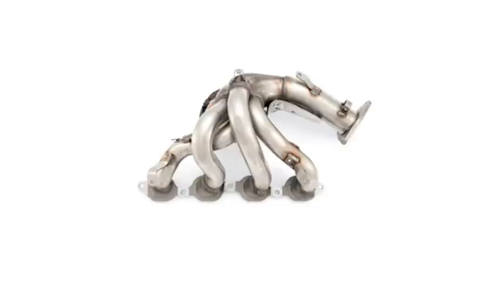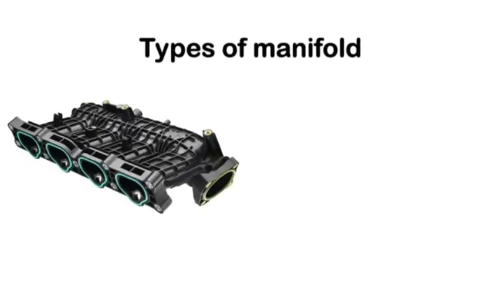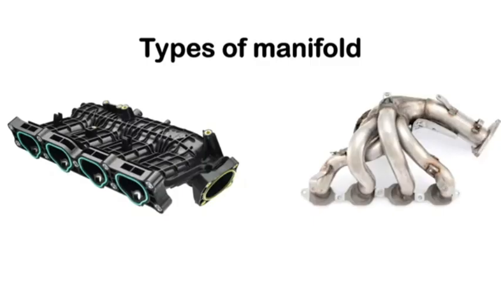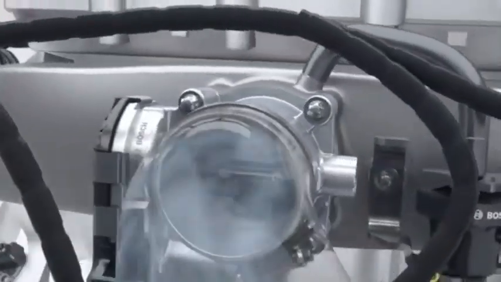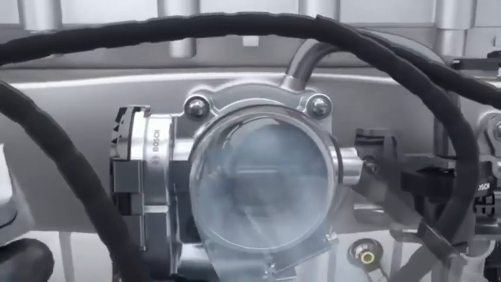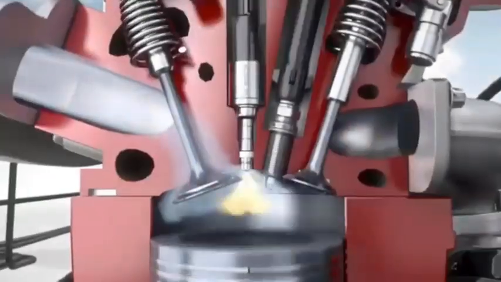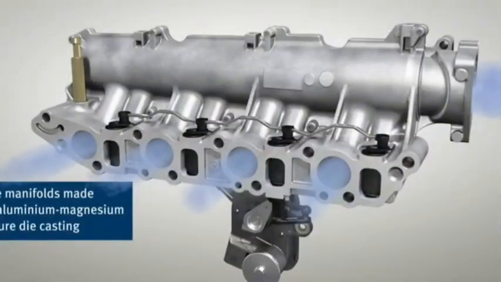The manifolds in an engine are crucial components that manage the flow of air into and out of the engine. There are two main types, the intake manifold and the exhaust manifold. The intake manifold is connected to the throttle body and mounted on the cylinder head. It distributes air or an air-fuel mixture evenly to all the cylinders, ensuring each cylinder receives the right amount for efficient combustion.